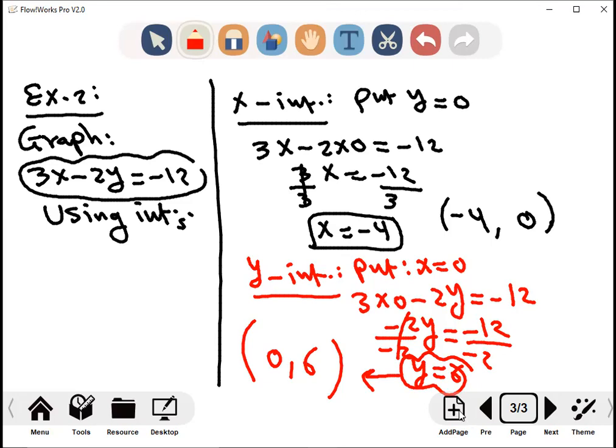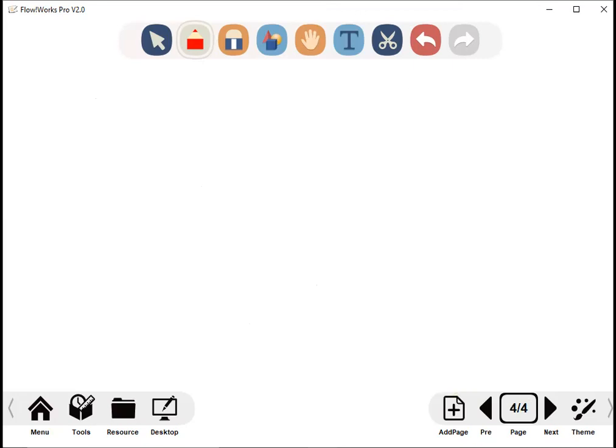Here I found the x-intercept by putting y equals 0 and simplifying to find x. I found the y-intercept by putting x equals 0 and simplifying to find y. Got it? Now we are ready for graphing.